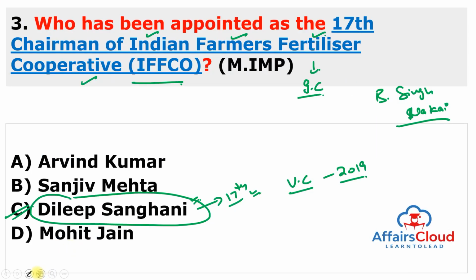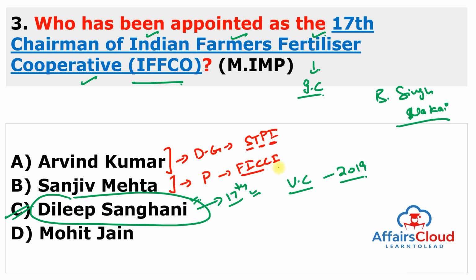But you can again see three options here. Arvind Kumar, you can see, was recently appointed as Director General of a very important organization of the Government of India, known as STPI. STPI stands for Software Technology Parks of India. Next is Sanjeev Mehta. He was recently appointed as President of FICCI, the Federation of Indian Chambers of Commerce and Industry. Next is Mohit Jain. He was recently appointed as President of the Indian Newspaper Society, for a time period of one year, like 2021 to 2022.